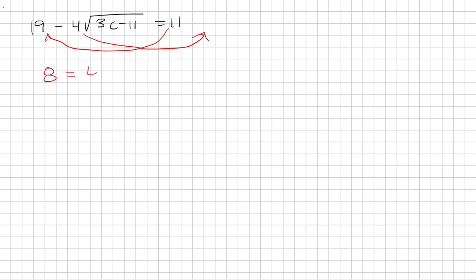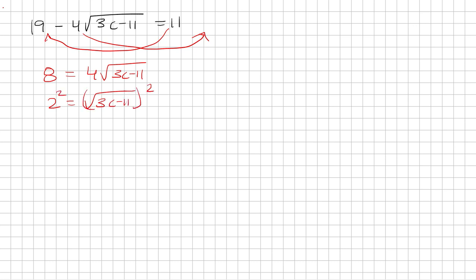Finally, we have 19 minus 4 times the square root of 3c minus 11 equals 11. So here, let's do a nice little trick. We'll subtract the 11 on this side and then add the 4 root 3c minus 11 on the other side. So we'll have 19 minus 11, that's going to give us 8. And then we're going to add the 4 root 3c minus 11. We'll divide by 4. And then we're going to square both sides.